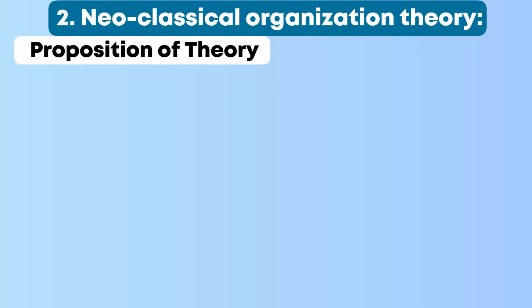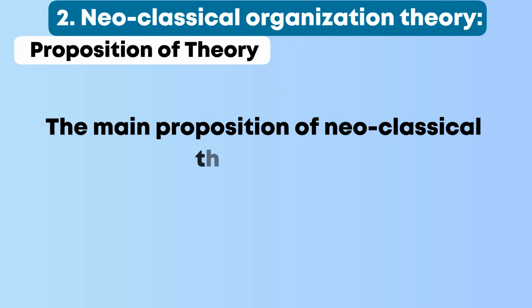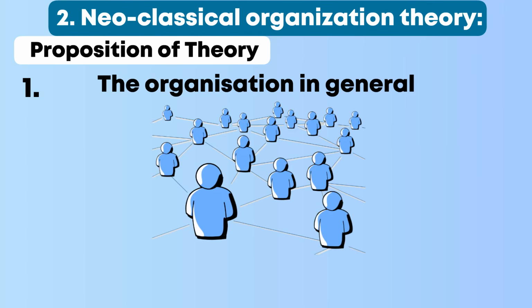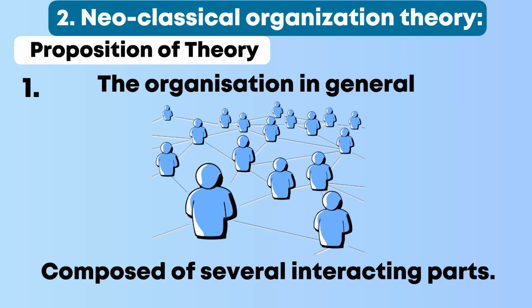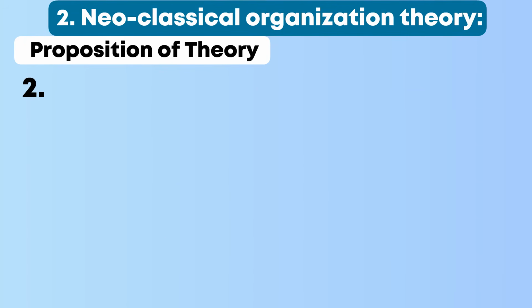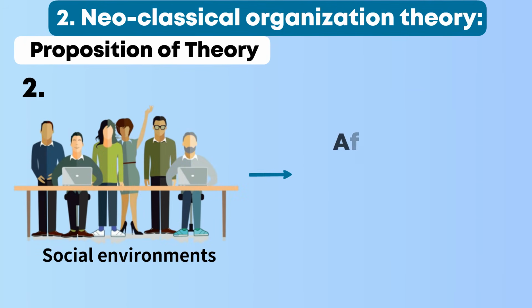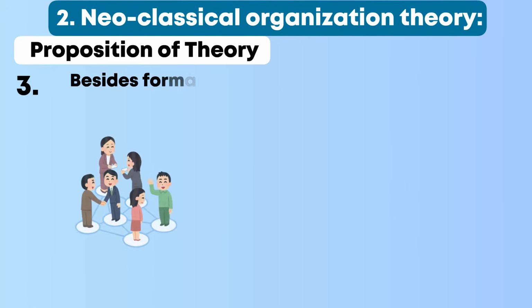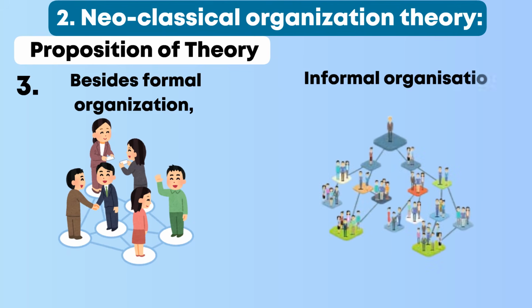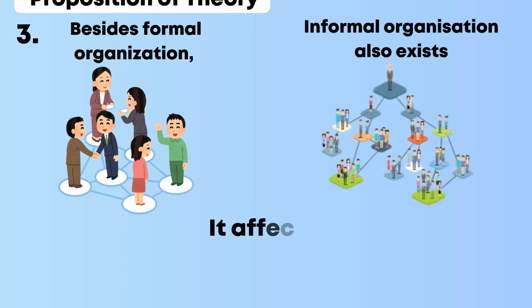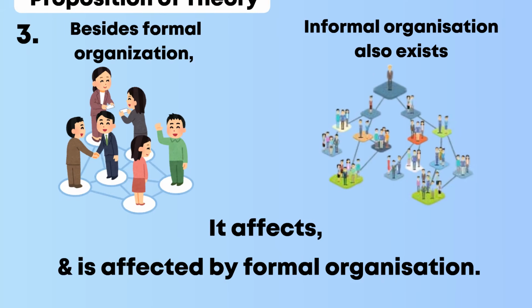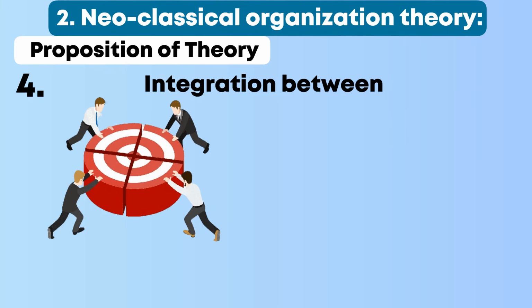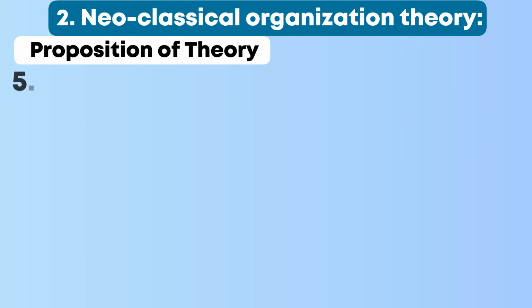Proposition of theory. The main propositions of neoclassical theory are: 1. The organization in general is a social system composed of several interacting parts. 2. The social environments on the job affect people and are also affected by them. 3. Besides formal organization, informal organization also exists and it affects and is affected by formal organization. 4. Integration between organizational and individual goals is a must. 5.